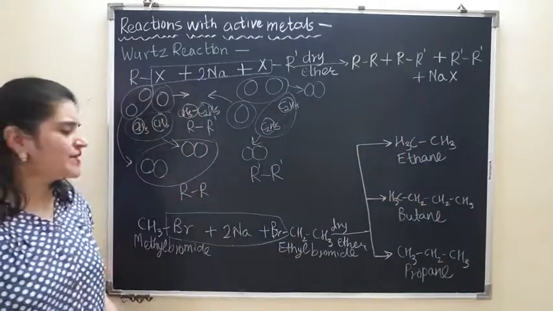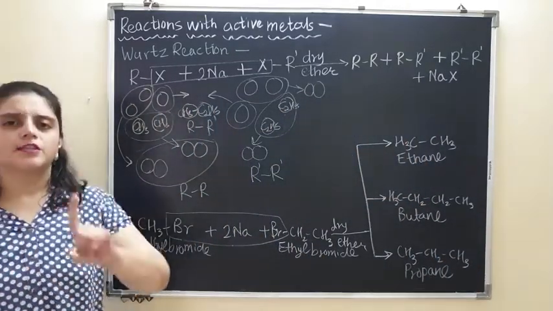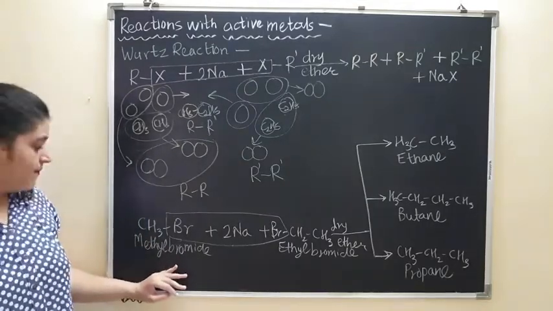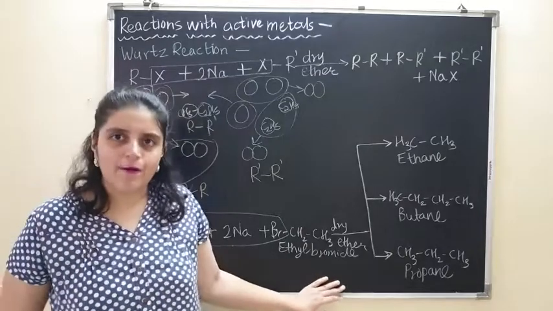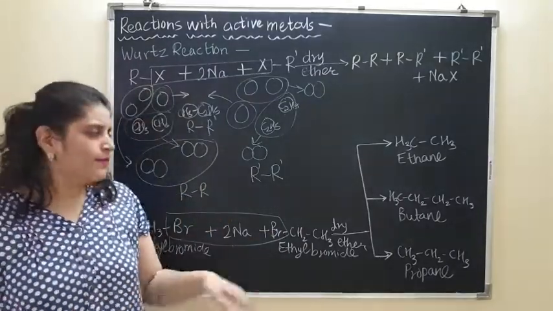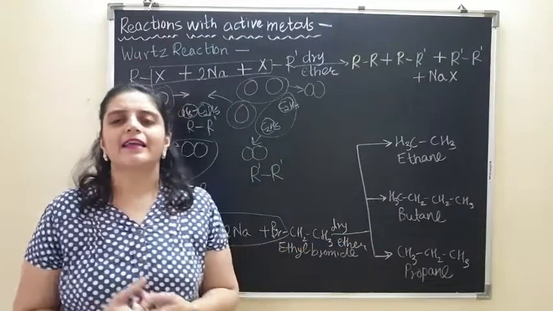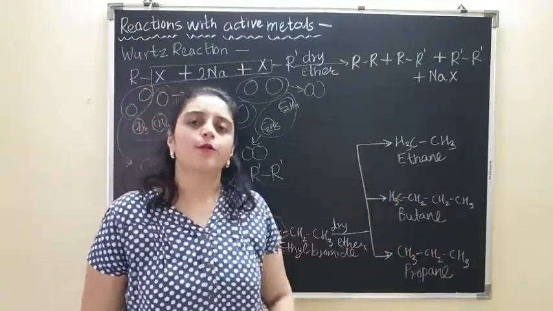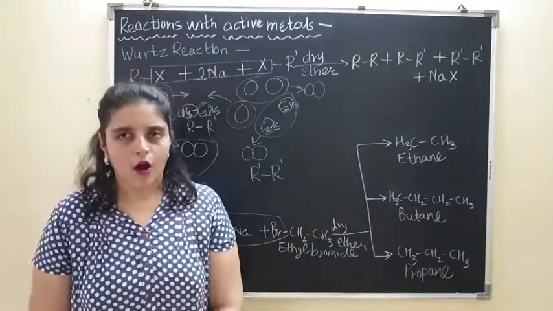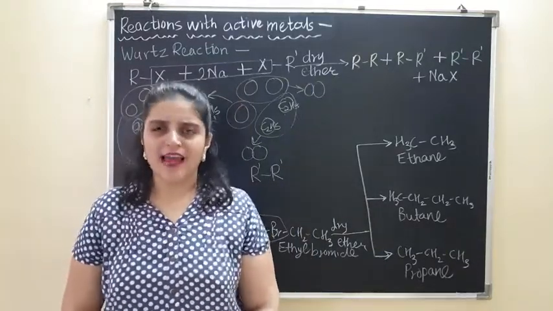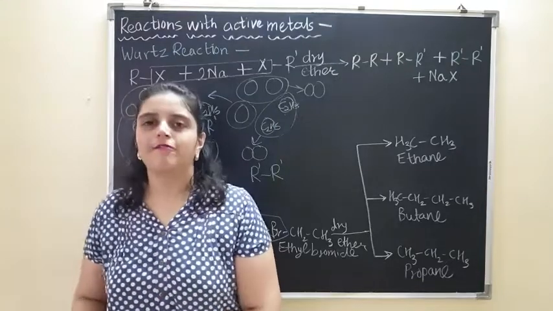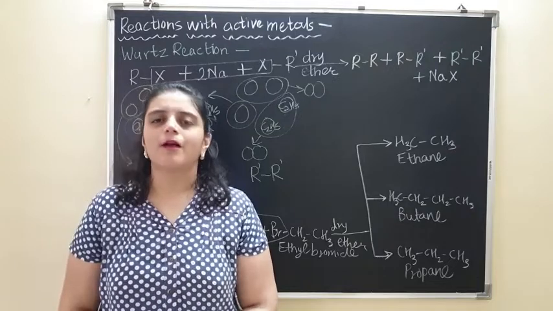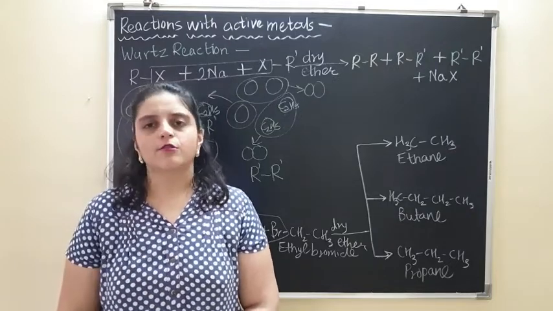So now you all must have observed, if we begin with a mixture of alkyl halides, here we have taken a mixture of methyl bromide and ethyl bromide, and when we get the product, we are getting a mixture of products, which is ethane, butane and propane. So three different products are obtained. So therefore such reactions are generally not preferred in the laboratory or in the industry. So this was all about Wurtz reaction. Thank you so much for watching.